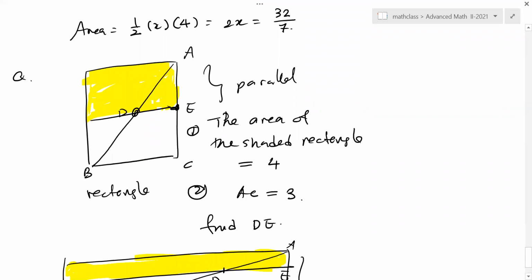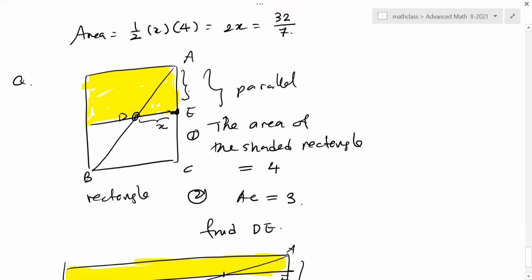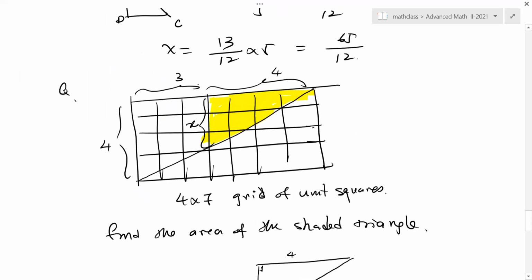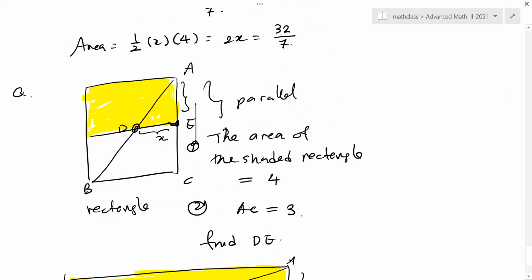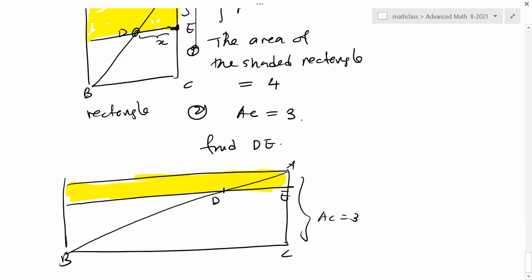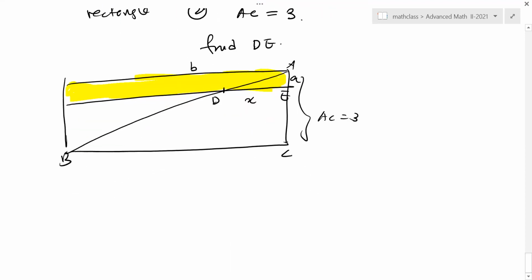Now this time, you do have to introduce some variables in order to solve the problem. I call this one X, and I call this side A, and this side is B. Okay, so now you have a picture. This is X, this is A, and this is B.